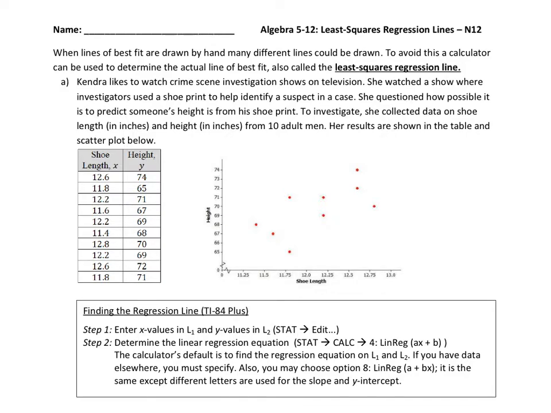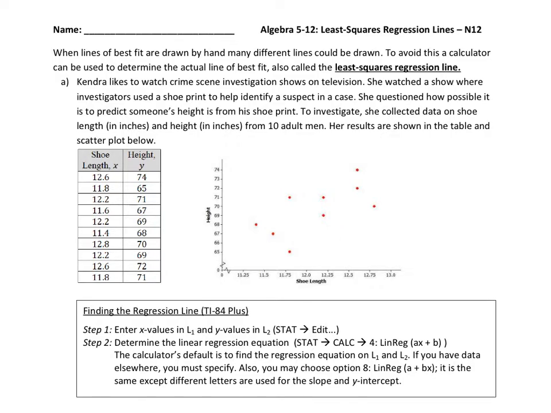Kendra likes to watch crime scene investigation shows on television. She watched a show where investigators used a shoe print to help identify a suspect in a case. She questioned how possible it is to predict someone's height from his shoe print. To investigate, she collected data on shoe length in inches and height in inches from 10 adult men. Her results are shown in the table and scatter plot below.